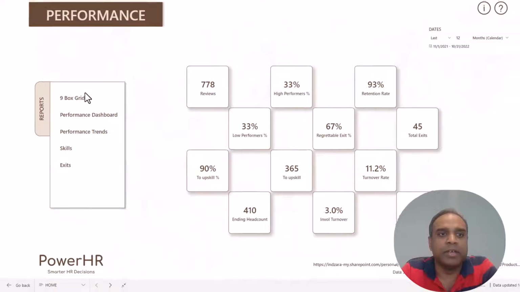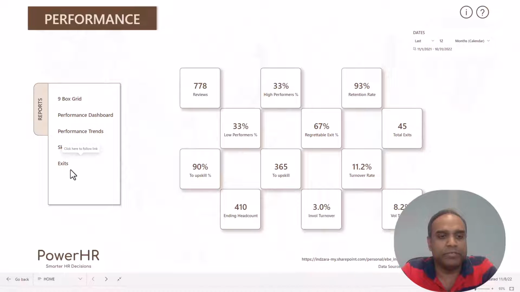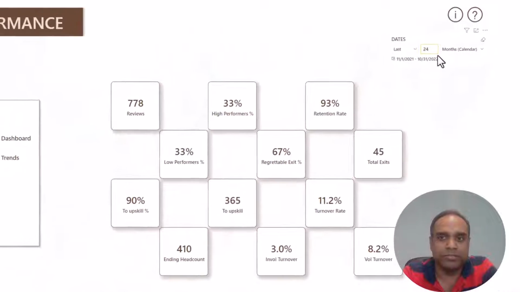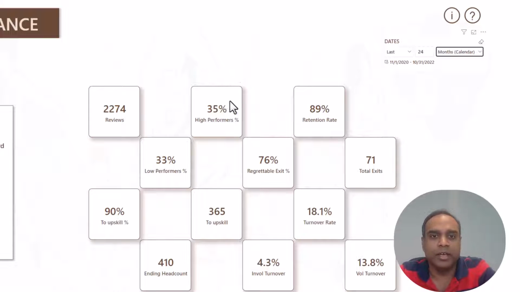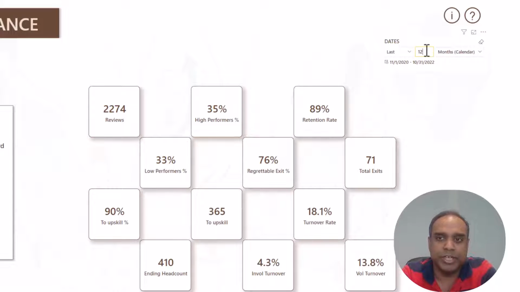So this is the home page of the Power BI report that we have. Within this, there are 5 different pages, and this is the home page. We have 5 other report pages. And in the home page, you can see that this is a bunch of metrics, and I'm showing it for the last 12 months. And if I want to see the last 24 months, I can just enter 24, and you will see that the numbers are changing. So it's really dynamic and interactive.